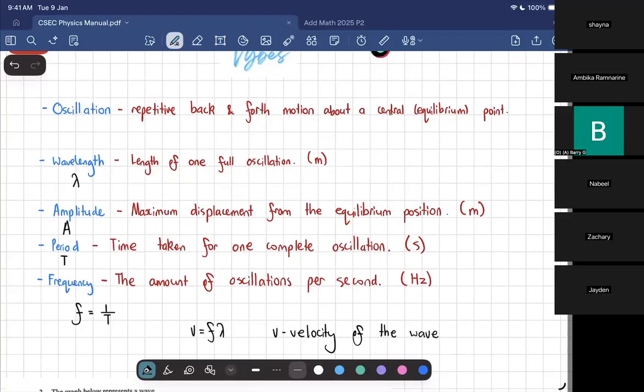So guys, if we were talking about a sound wave, do you all know what the velocity of a sound wave is? Do you know the speed of a sound wave? Does anybody know the speed of a sound wave?